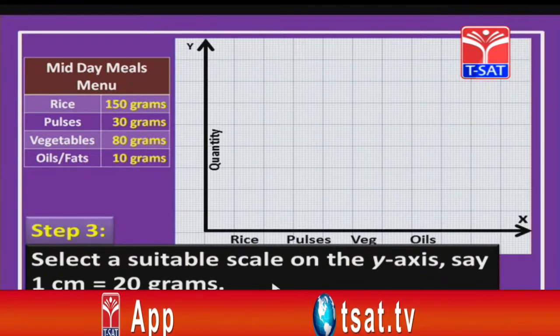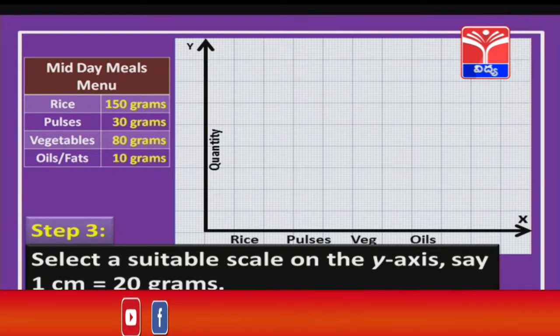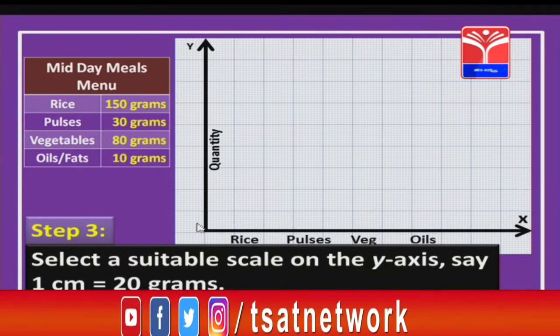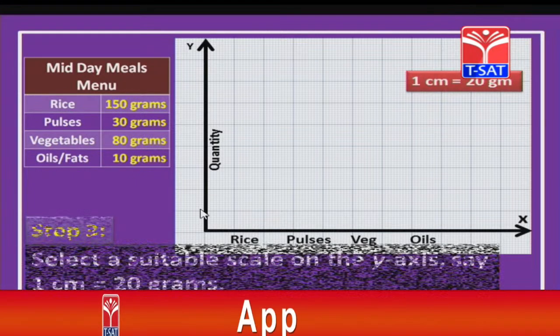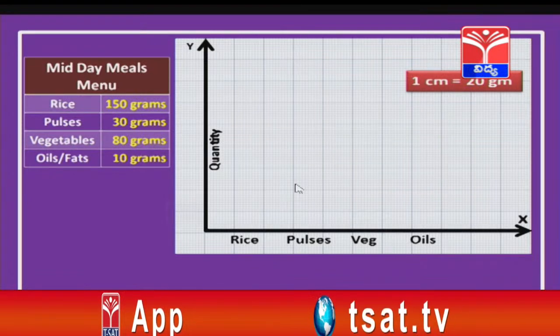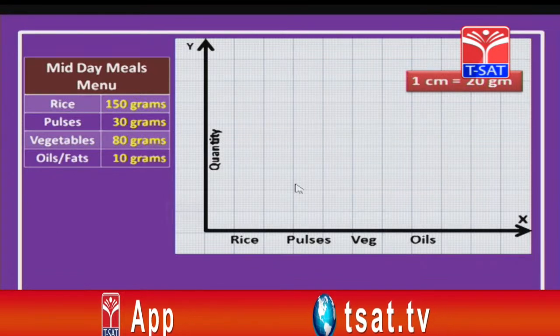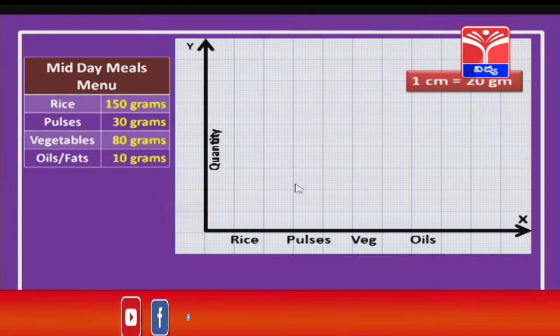Now, let us see what is the suitable scale that we are going to take. We are going to take 1 centimeter as 20 grams. That means, from this part to this part, it is 20 grams. You need to mention that on the graph. It is compulsory, children. See, 1 centimeter is 20 grams. So, this is the scale on the y axis. You need to write it on the graph paper. Okay, children.